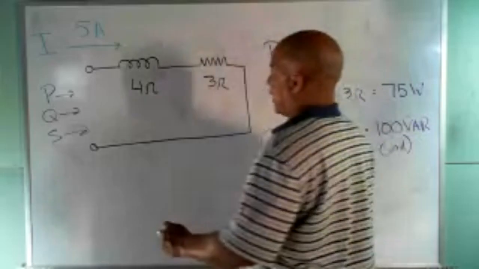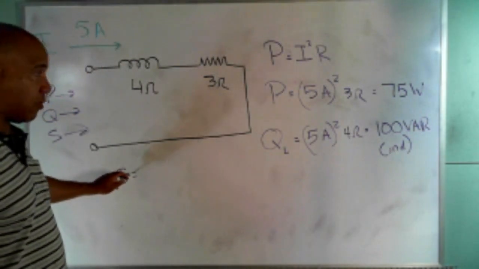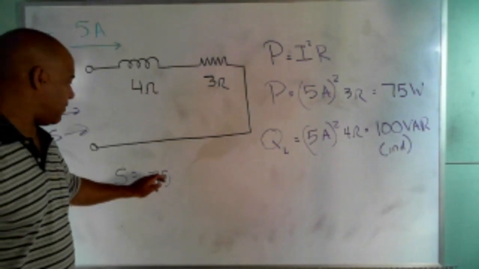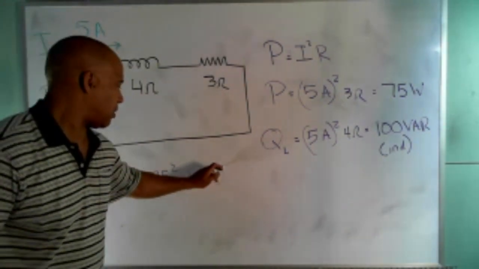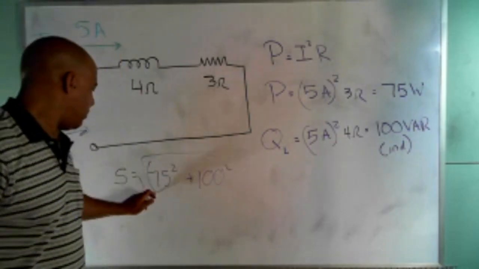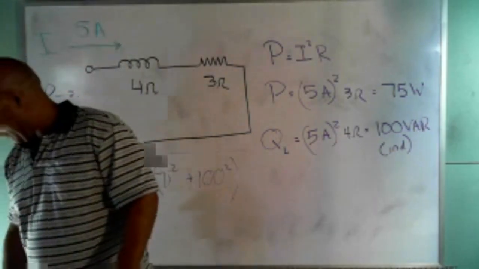Or I can show it as a positive 100. And then to find S, you've got to use Pythagoras. S is going to equal the square root of 75 squared plus 100 squared. Make sure you put that in parentheses, so your calculator will give you the right answer.